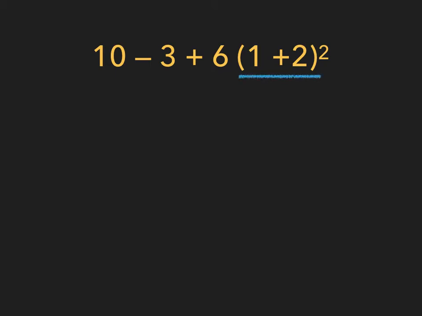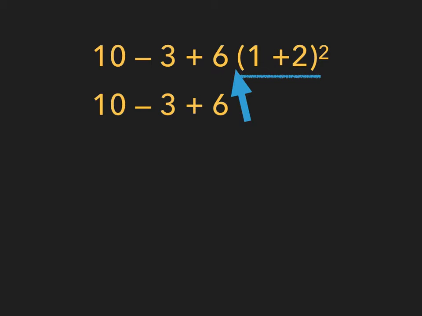Let's take a peek at another unique example. I have 10 minus 3 plus 6, and within the parentheses I have 1 plus 2 squared. If I'm following the order of operations, and I'm following that Please Excuse My Dear Aunt Sally, I know that the parentheses is the very first thing that I'm going to look to. So I need to solve what's within the parentheses first. So I'm going to solve 1 plus 2.